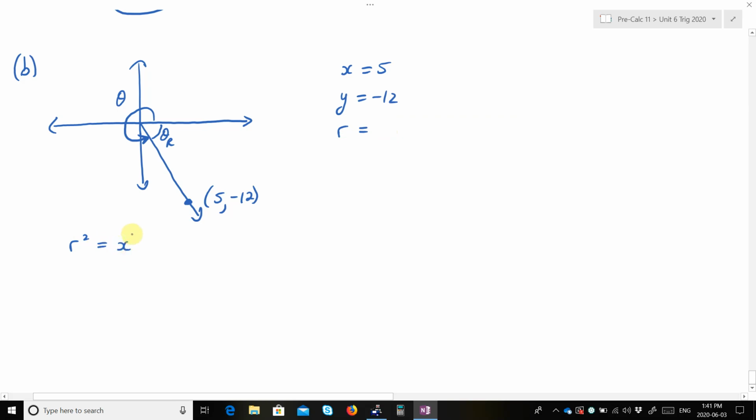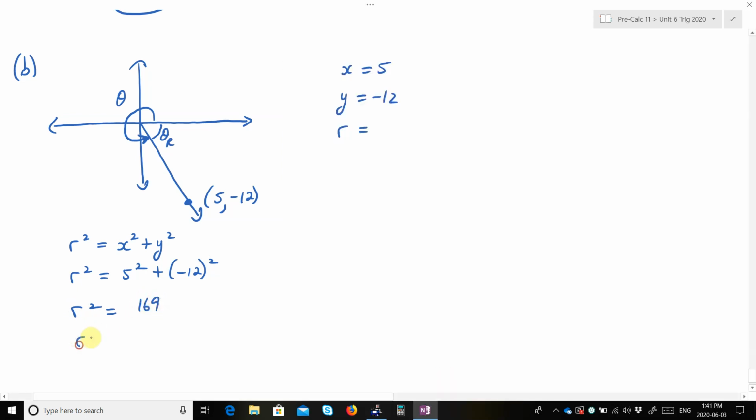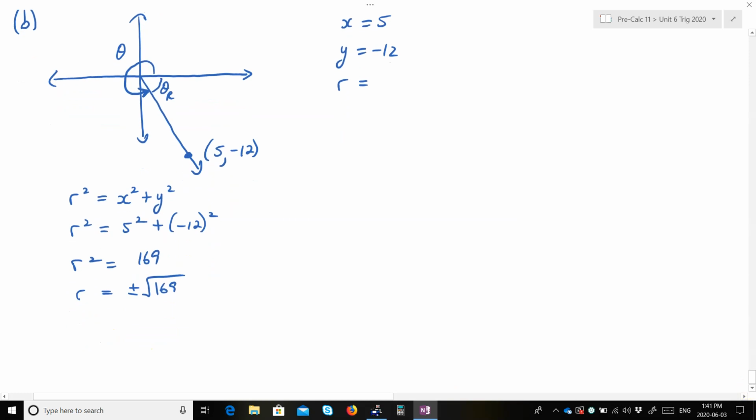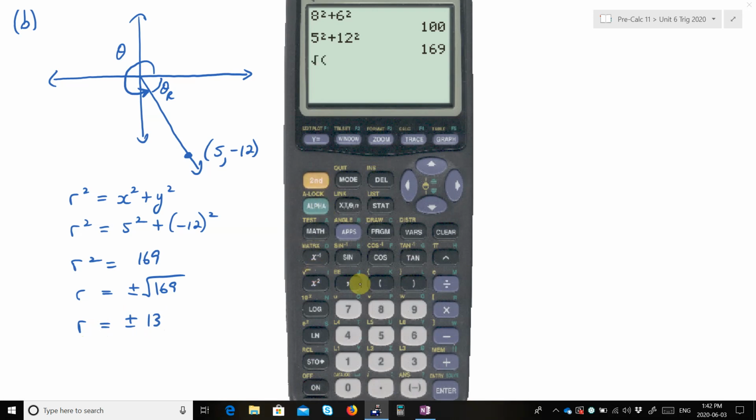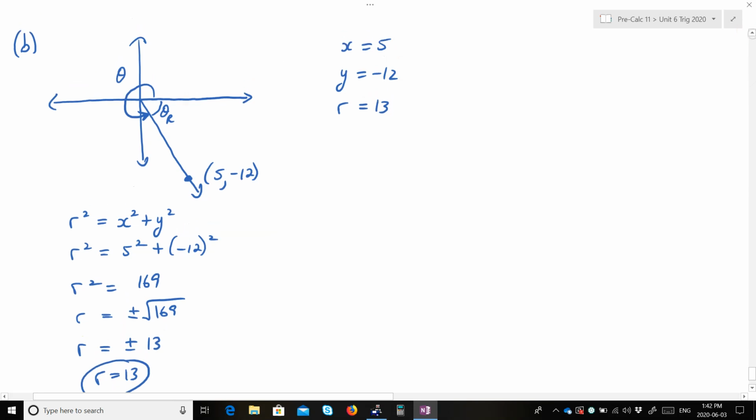R squared is equal to x squared plus y squared. 5 squared plus negative 12 squared is 169. So r is equal to plus or minus the square root of that. So r equals plus or minus 13 if you do the square root of 169. Bang. And since it's a radius, r is equal to 13.